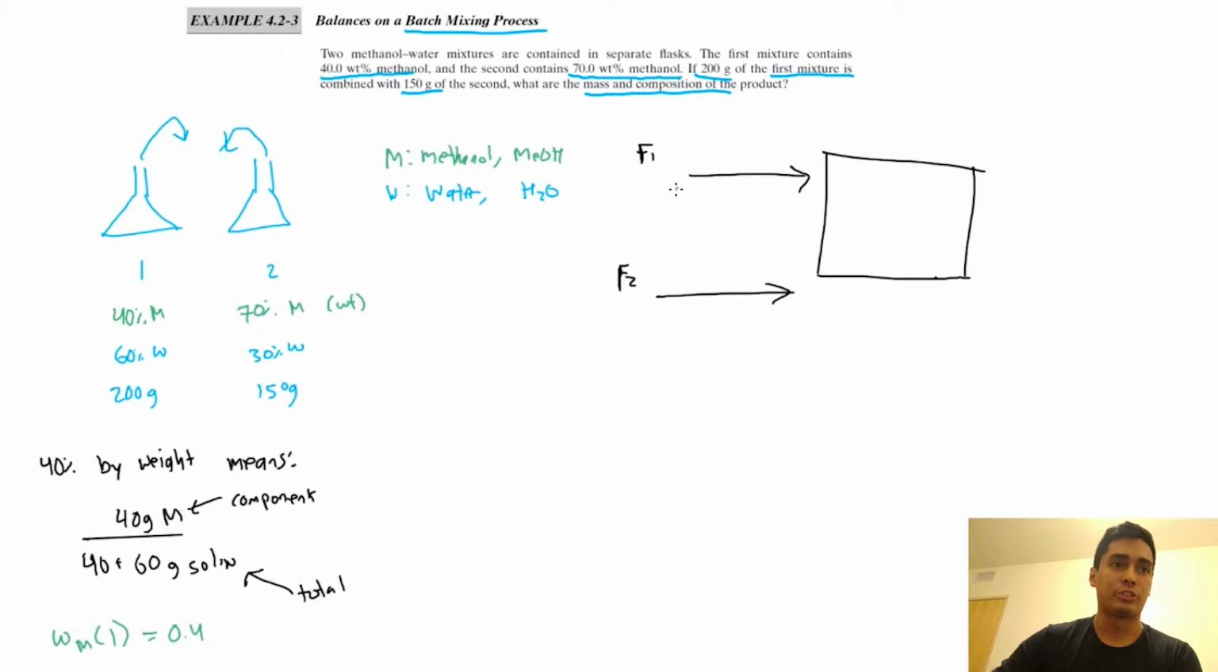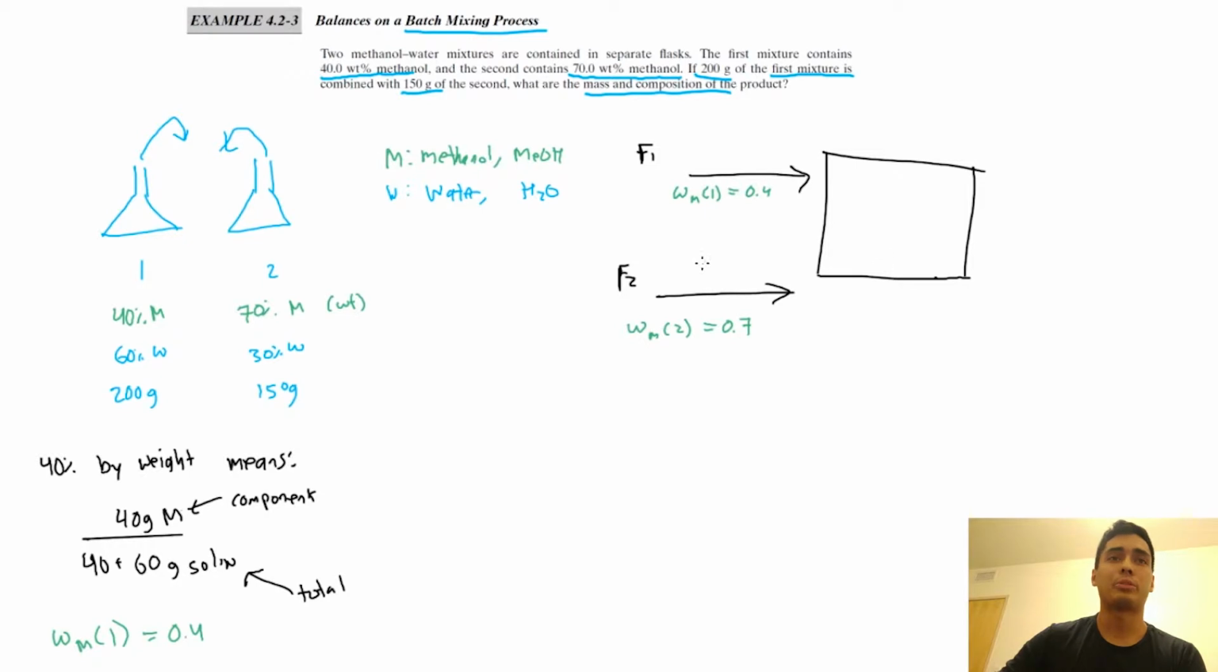The mass fraction of methanol in stream 1 is 0.4. Similarly, the mass fraction of methanol in stream 2 is 0.7, because it's 70% by weight.